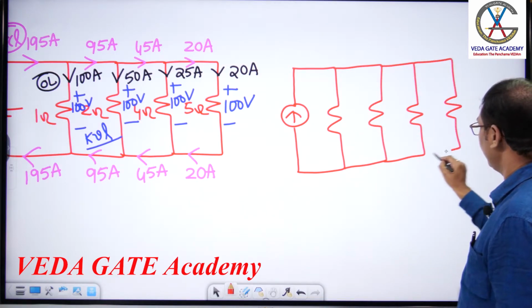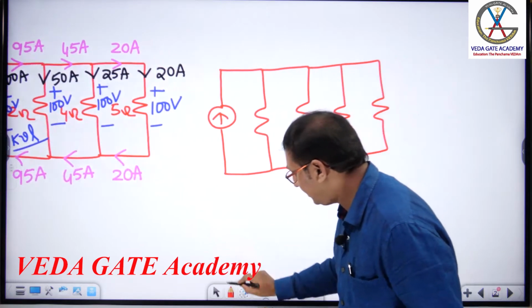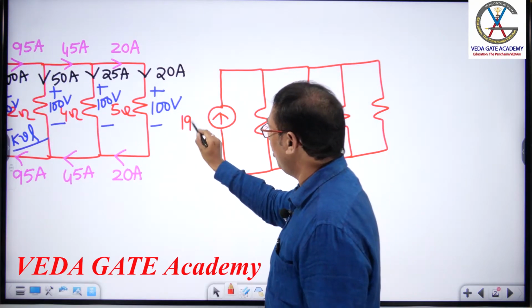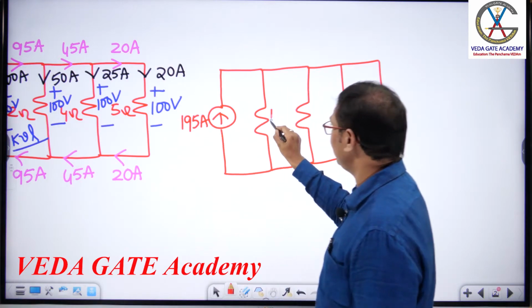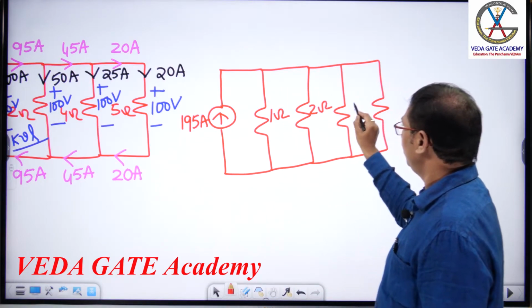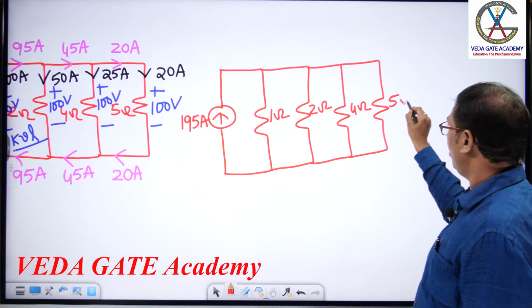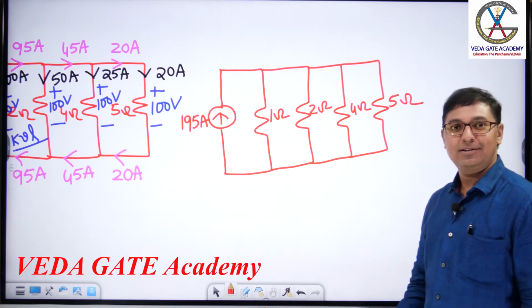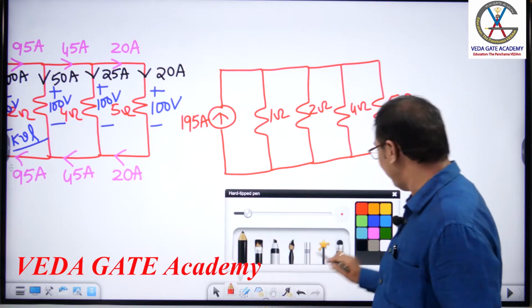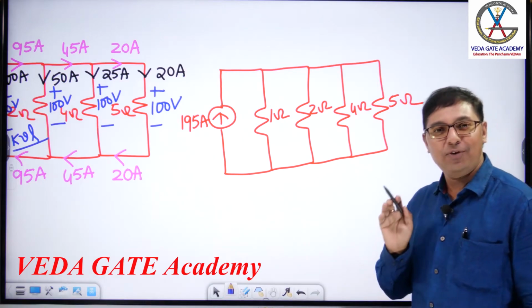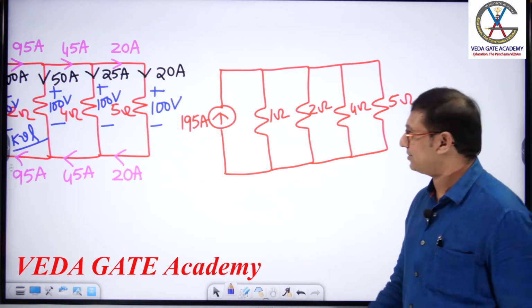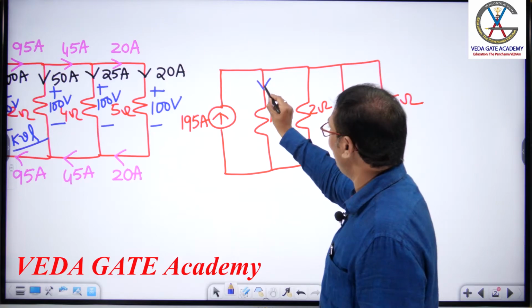Yes. Hope the circuit is visible to you, sir. Yes. Let us take here 195 amperes. Resistance values 1 ohm, 2 ohm, 4 ohm and 5 ohms. Let us find current in all the branches, sir. How do we find current in all the branches? I want current in the 1 ohm branch.